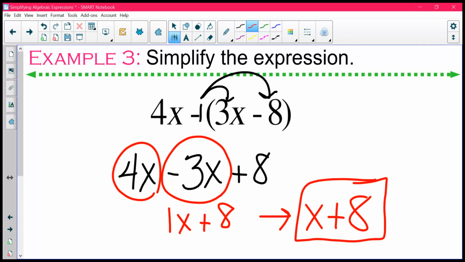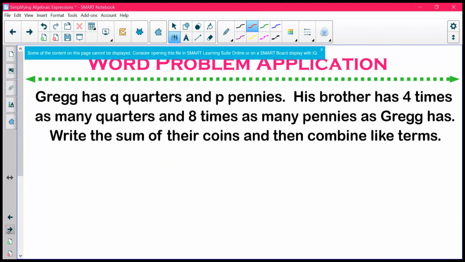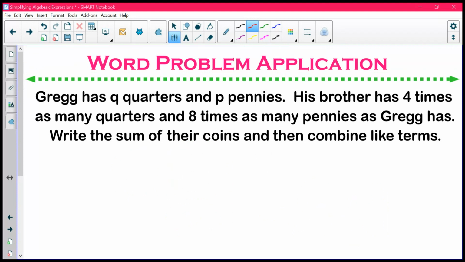Okay, good job. Hopefully you're doing a good job. Okay, we're going to skip the word problem. Okay, we will do that tomorrow together.